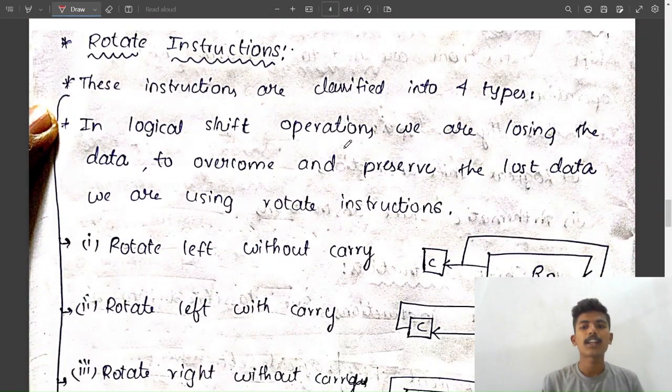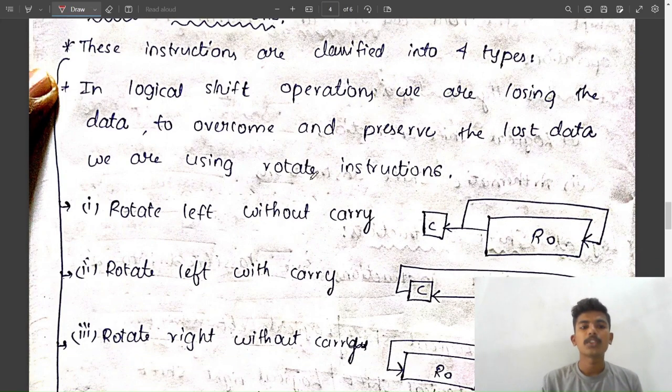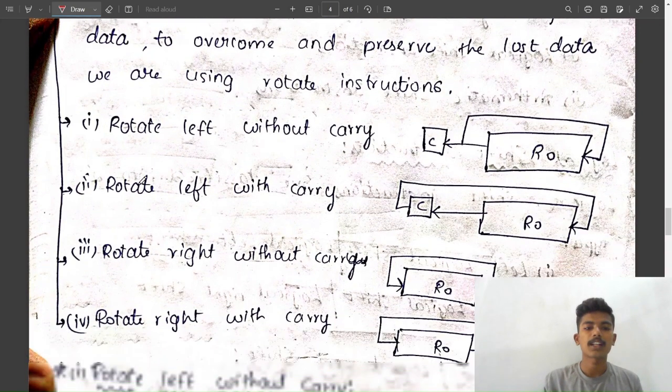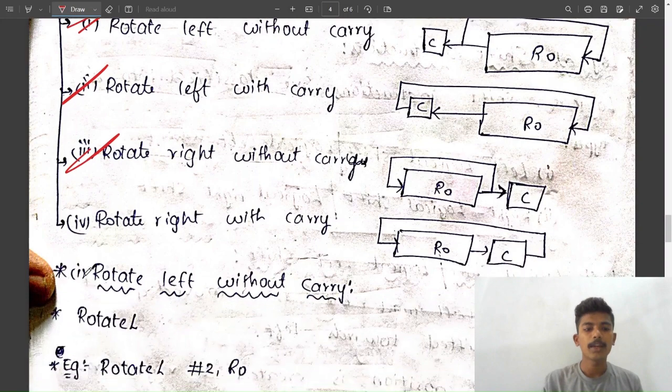Rotate instructions are classified into four types. To overcome the disadvantage in logical shift operations and preserve the lost data, we are using rotate instructions. The four types are rotate left without carry, rotate left with carry, rotate right without carry, and rotate right with carry. Now let us see each of them.